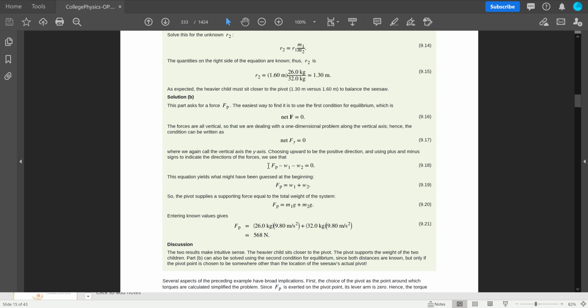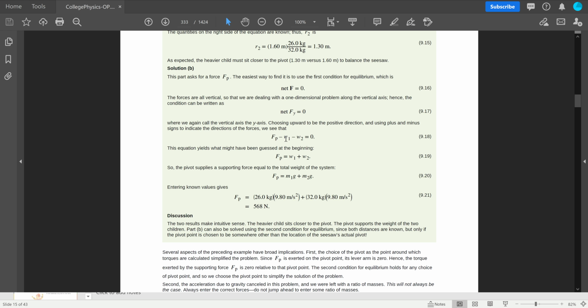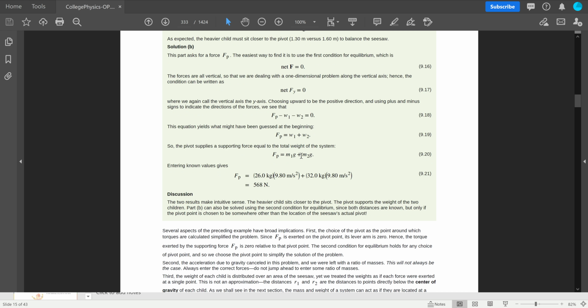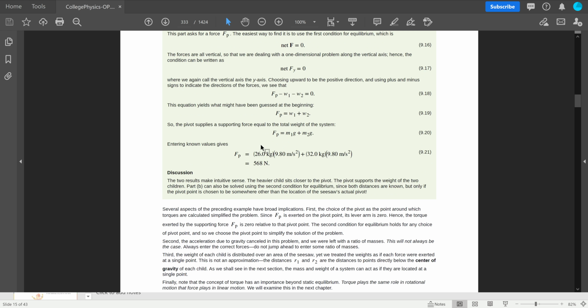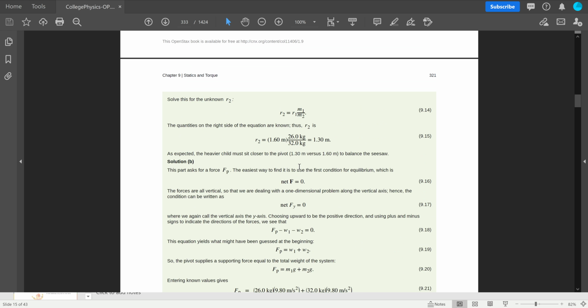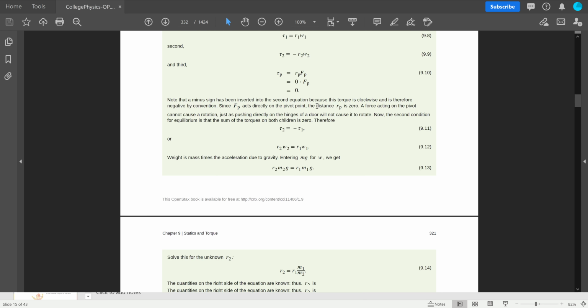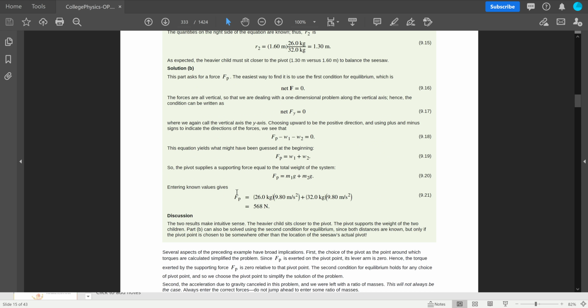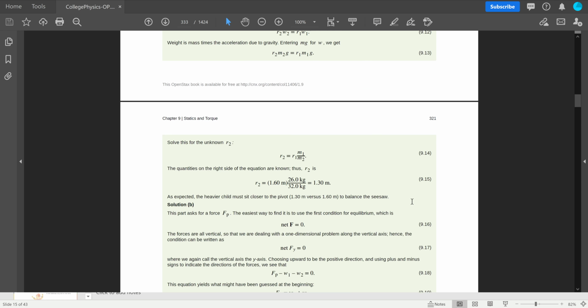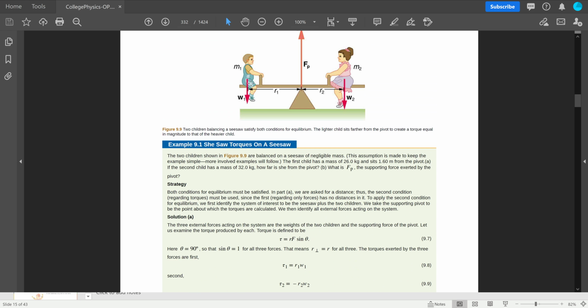So if we're finding FP, we can move both of these, adding them together, to the right side. We know M1 G and M2 G. Plugging that into the equation here, we get 568 newtons. If we had known that from the beginning, we could plug it into this equation, but it would still give us 0 because you're multiplying by 0. But that's the force the pivot point is exerting upwards to keep both children balanced on the seesaw.